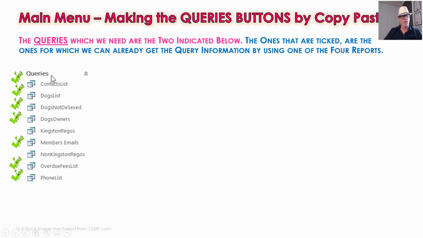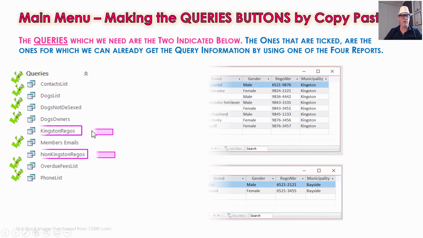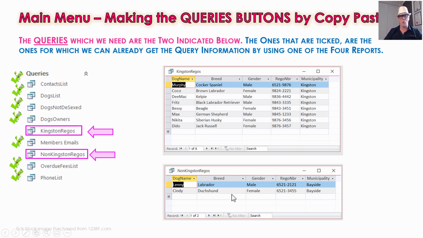So we don't have to run these queries, but the things that we don't have information for out in those 4 reports. We've got those 4 reports we run that give us all this tick stuff, but the stuff we do not get is we don't have anything that tells us the regos, which dogs are registered in the municipality of Kingston. So which dogs are kind of local to the Southern Dog Club area, and then these non-Kingston ones, okay? So we've got to get those 2 queries to run so that we can get that information from our main menu as well, all right?